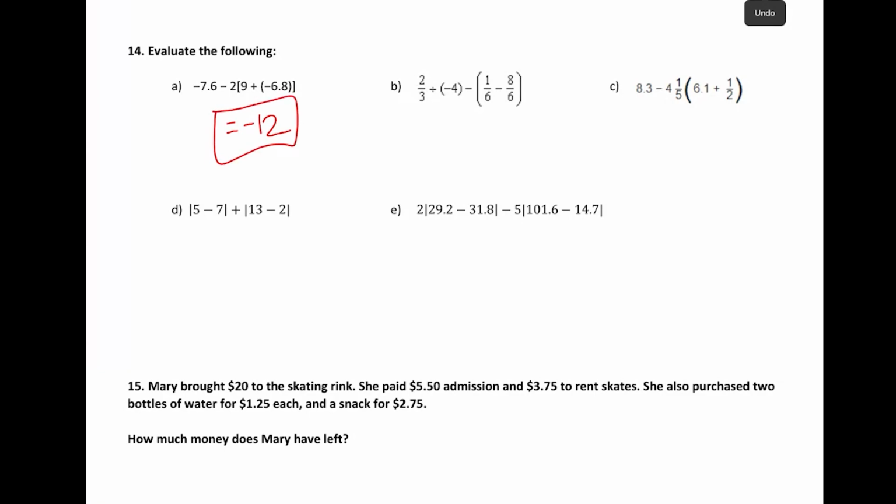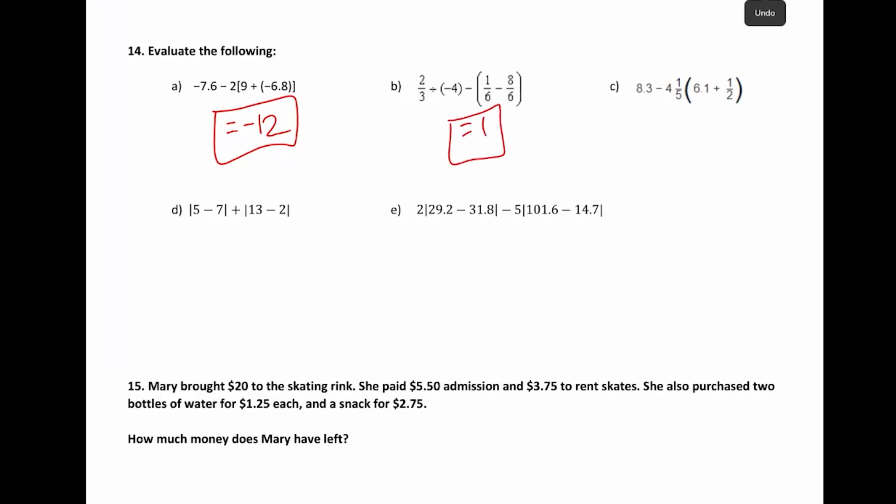For B, take advantage of that fraction button. If your calculator's got a fraction button, make sure you're using it. 2/3 divided by negative 4. And I'm just typing this in exactly how it looks. Minus 1/6 minus 8/6. And I get 1. Well, that works out pretty nicely.